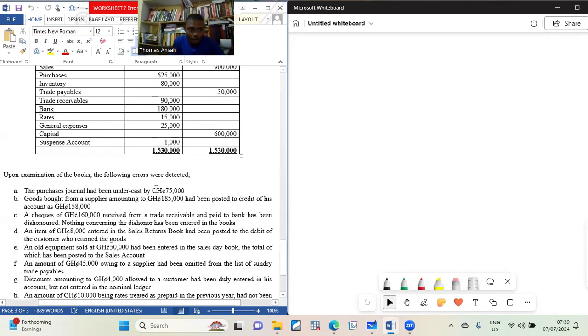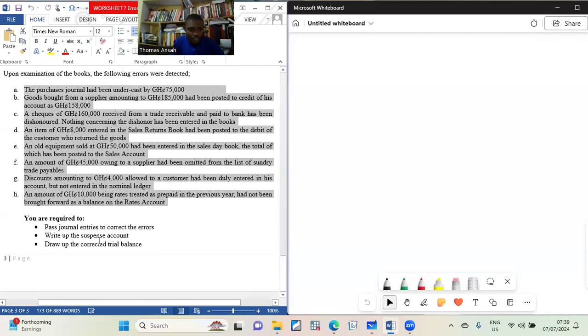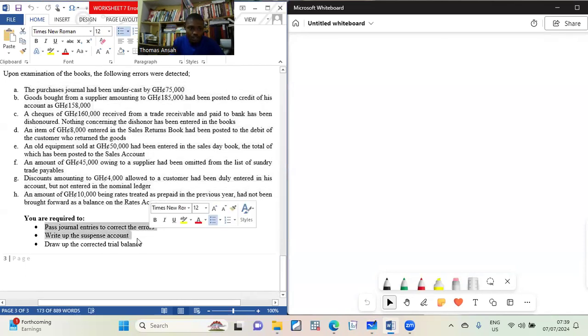Now, we are going to correct the errors. So these were the errors that happened. They are just up to H. Then we are going to pass the journal to correct the error, draw up a suspense account. But this time around, we are not going to draft an adjusted P&L. We are going to also redraft the trial balance, and the trial balance must balance. All right, so that is another way of going around it.